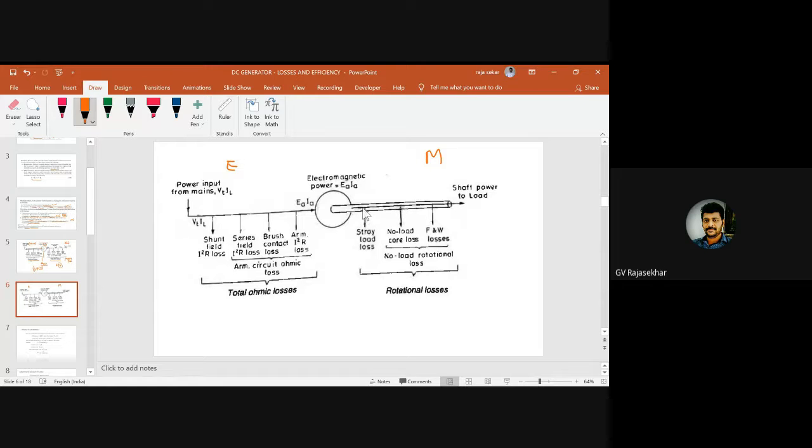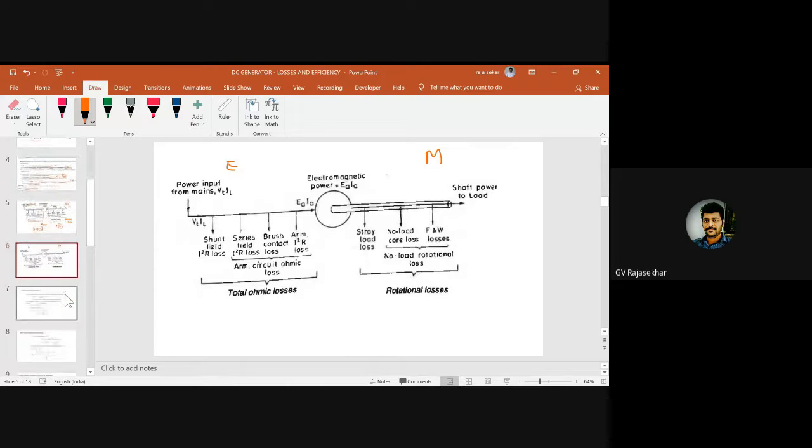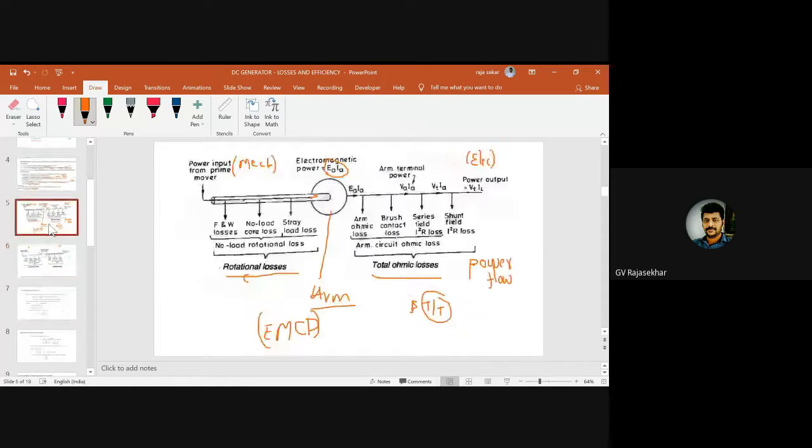While it is transferred to mechanical energy, some energy is lost in the form of rotational losses. Some energy is lost as stray load loss, no load loss, friction and windage loss, no load core loss. So this is called the power flow diagram for a DC generator and DC motor.